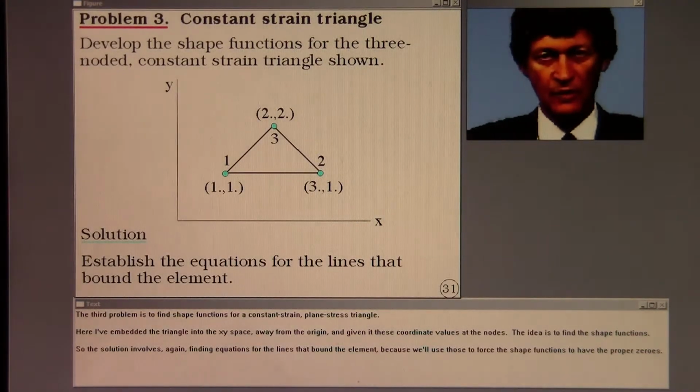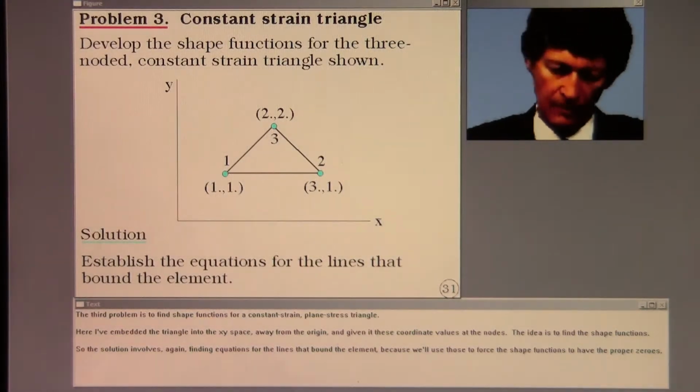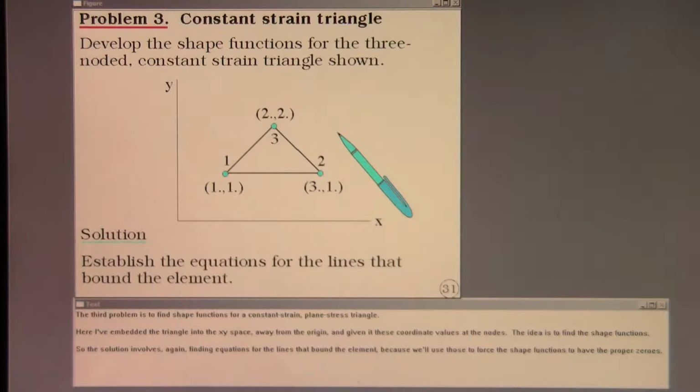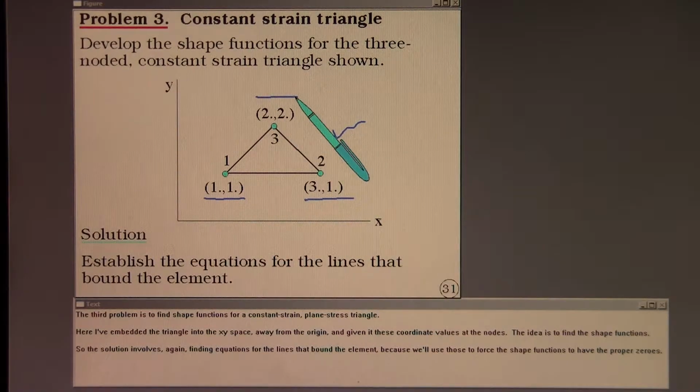The third problem is to find shape functions for a constant strain plane stress triangle. Here I've embedded the triangle into the xy space away from the origin and given it these coordinate values at the nodes. The idea is to find the shape functions. So the solution involves, again, finding equations for the lines that bound the element, because we'll use those to force the shape functions to have the proper zeros.